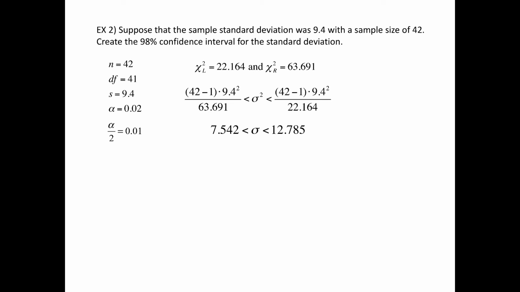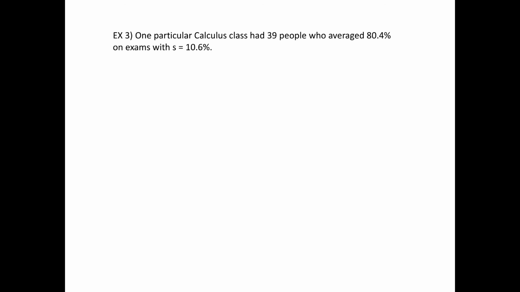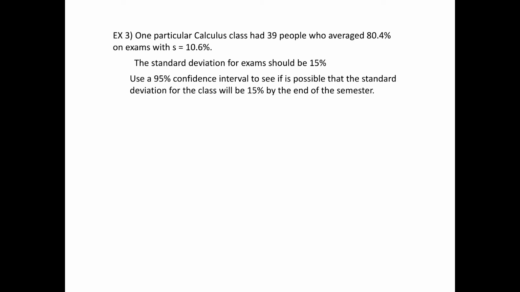Well, that was so fun. I think I want to do another one. This one comes with a little more of a story. In calculus class, there's n equals 39 people. The average doesn't matter because we're not talking about average, we're talking about standard deviation. So the standard deviation equals 10.6. But standard deviation should be 15. The idea is, by the end of the semester, is it possible that their standard deviation would be 15? So make a confidence interval, and at the end, see if 15 lands in that interval.